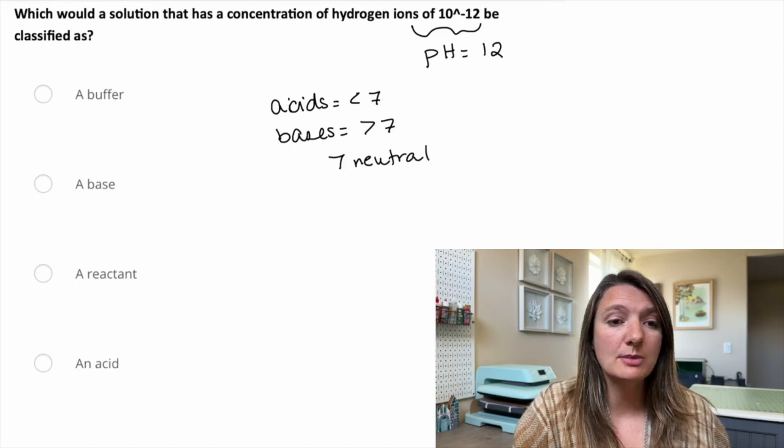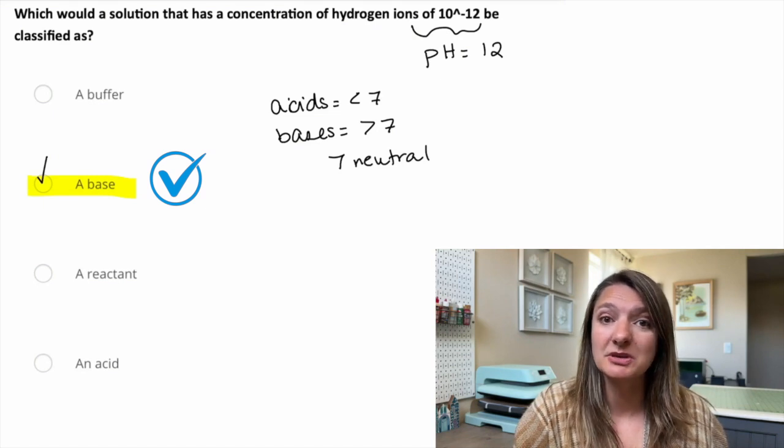So when we look at all of our options, it's not going to be a buffer, but it is going to be a base. When we look at that pH, it's 12, so that means it's more than 7. So it is going to be a base, and not a reactant and not an acid. So our answer is B, a base.